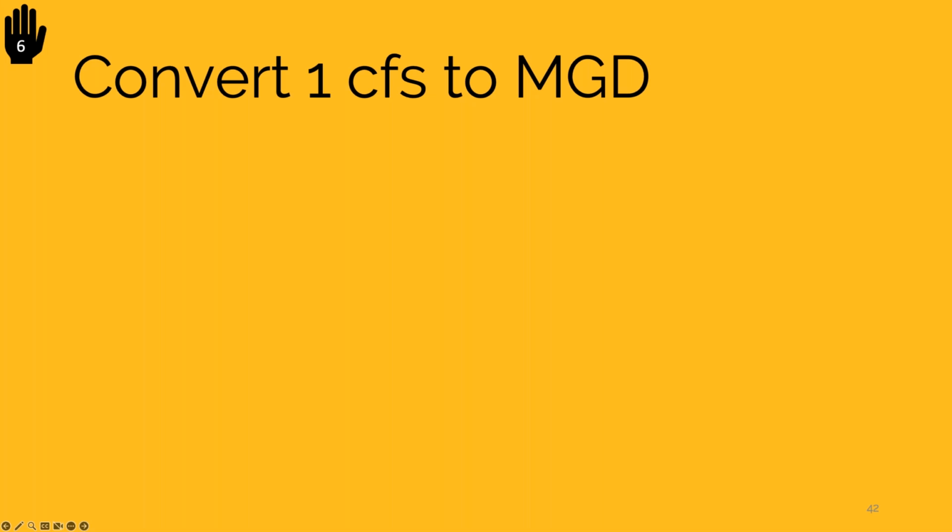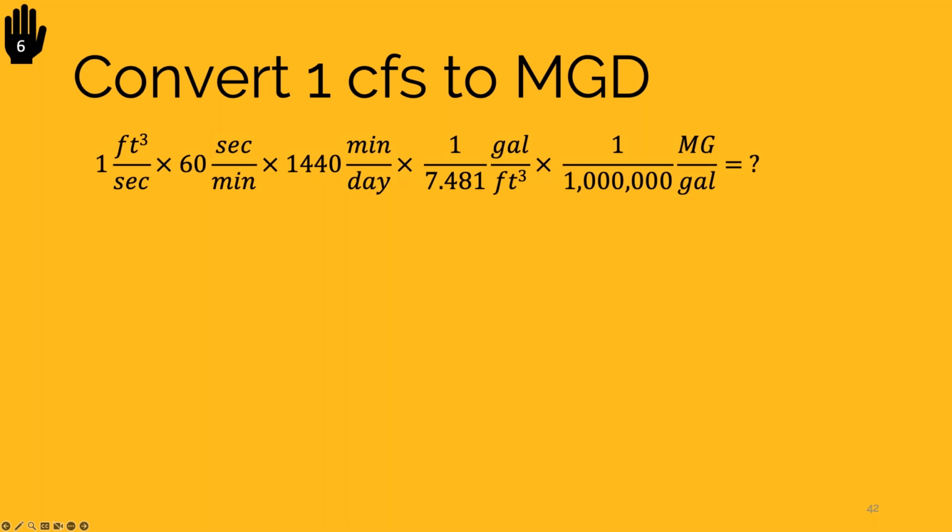So let's walk through this stepwise, adding all of this into a single equation. We know we've got a cubic foot per second. We need to turn that second into days, so I'm going to do the time conversion first. I know there's 60 seconds in a minute and 1,440 minutes in a day. So this part of the equation takes care of my time conversion of seconds into days.